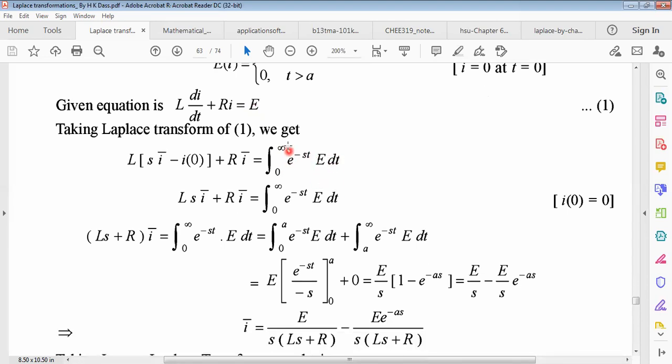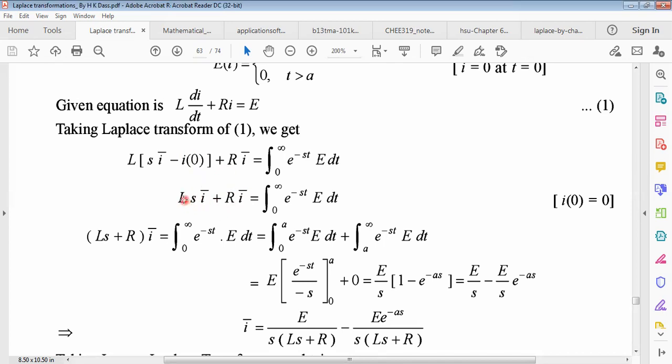So by using the definition and the Laplace transformation of differentiation formula, we get this one, by the definition of Laplace transform. So actually at t equals 0, I equals what? 0. Okay, because there will be no current at time t equals 0. So I(0) equals what? 0. Now putting I(0) equals 0, we get just this one.